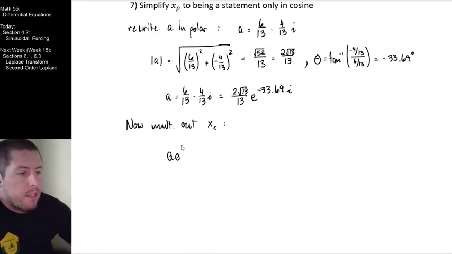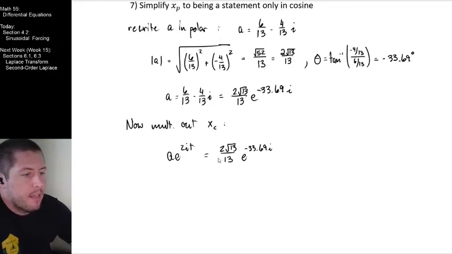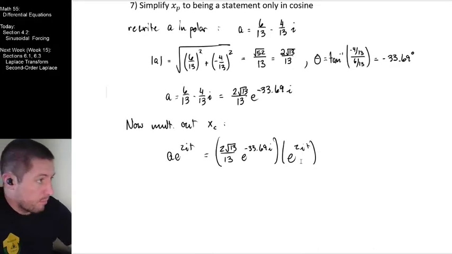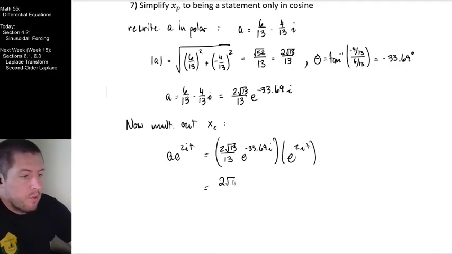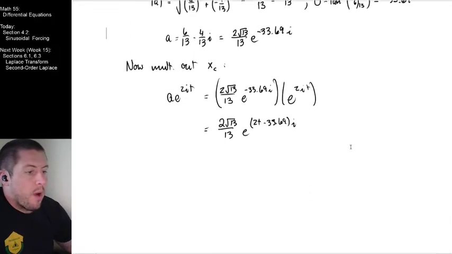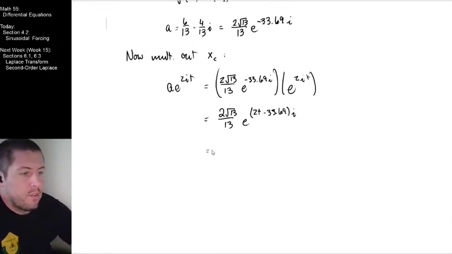So we got A e to the 2it, and that is now going to be 2 root 13 over 13 e to the negative 33.69 i, that's A, times e to the 2it. Well, I can then just write this as 2 root 13 over 13 times e, and it looks like I had 2t here and negative 33.69 here, and that's all the i stuff that I had. And so now I can use Euler's formula to expand this.